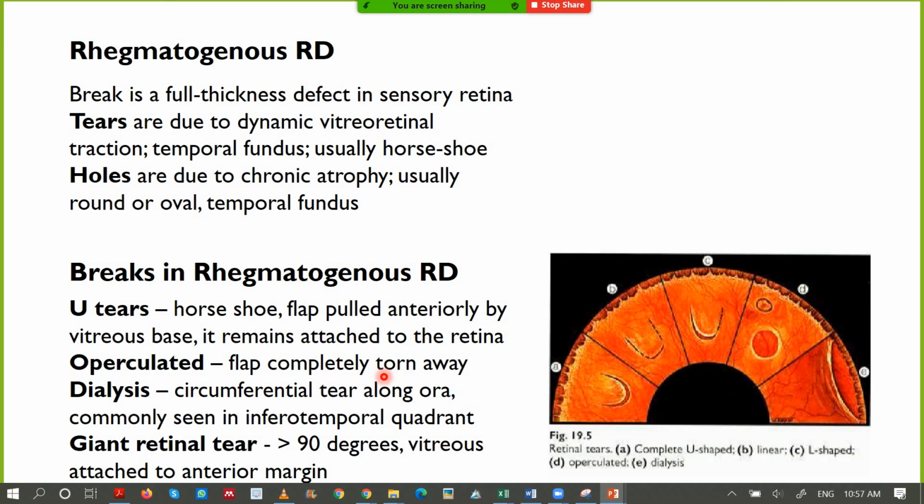Again, as we all know, rhegmatogenous is due to a breakage, and the breakage can be a full thickness retinal breakage. It can be divided into two types. One is a tear or a hole directly.